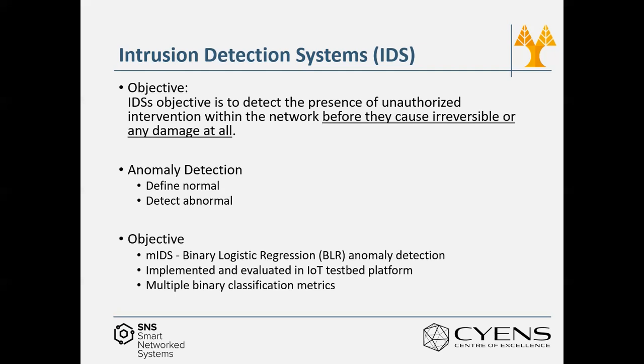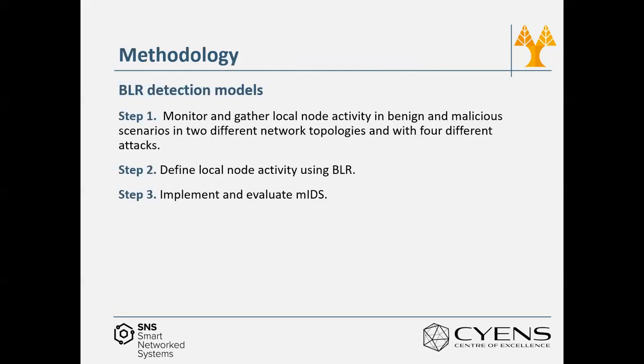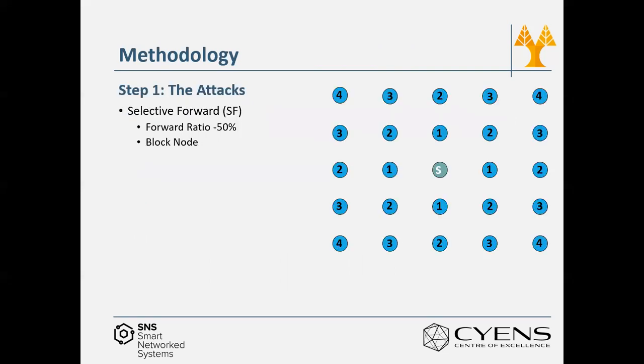The results in this work are presented using multiple binary classification metrics and explore the BLR model's precision and sensitivity, along with the accuracy and the quality of the binary classification. To construct the BLR models and to evaluate them, we took the following steps. First, monitor and gather local node activity in benign and malicious scenarios in two different network topologies and with 4 different attacks. Second, define local node activity using the BLR. And third, implement and evaluate MITS.